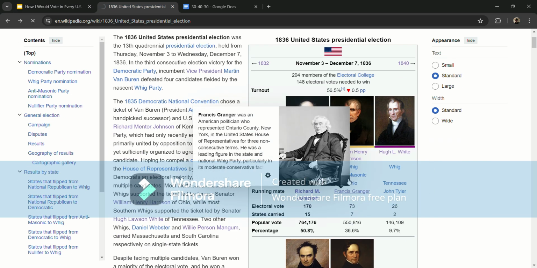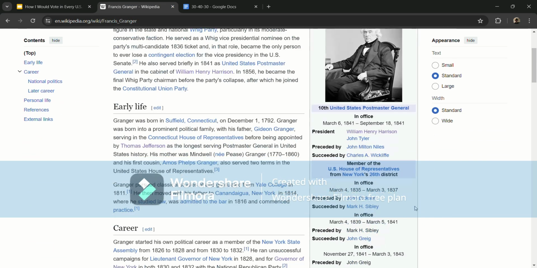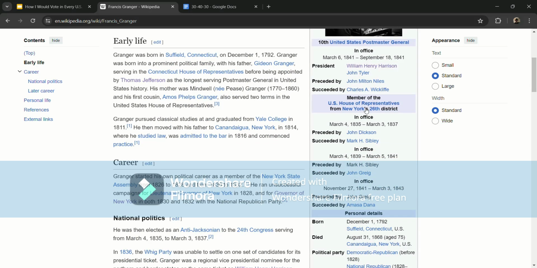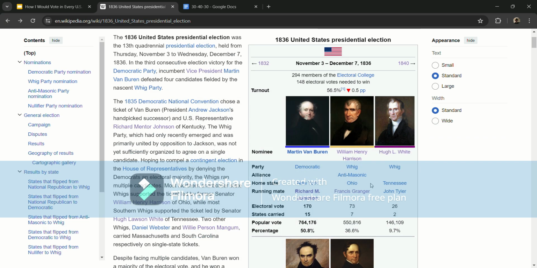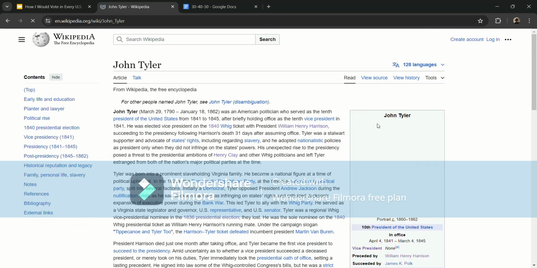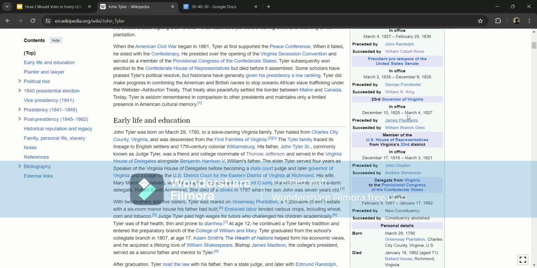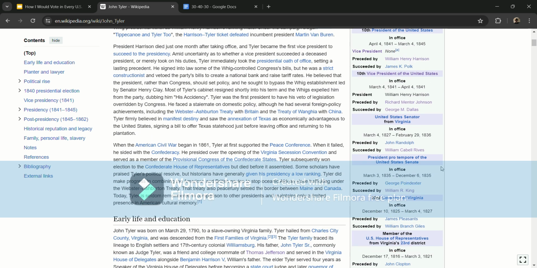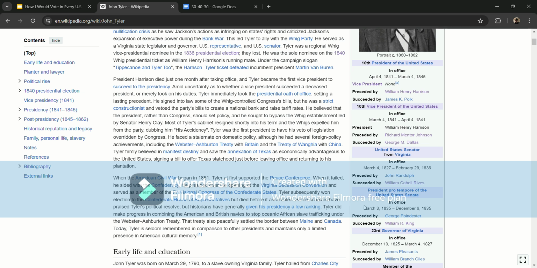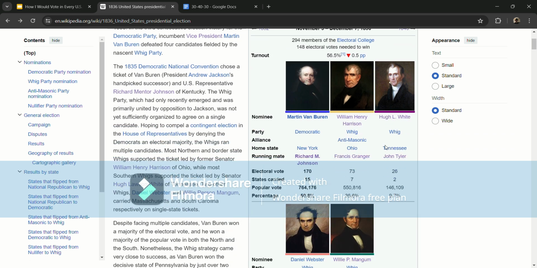Francis Granger, I actually really don't know that much about either. I'll go ahead and take a look at him real quick. So he's from New York. A little bit of experience in the House, but he only had been in there for like a year and a half prior to this election, so not a lot of good experience there. John Tyler, on the other hand, a lot of good experience, of course. Governor of Virginia for about a term. Was in the House for several terms. Was a senator and also became the president pro tempore of the Senate. A lot of good experience there.